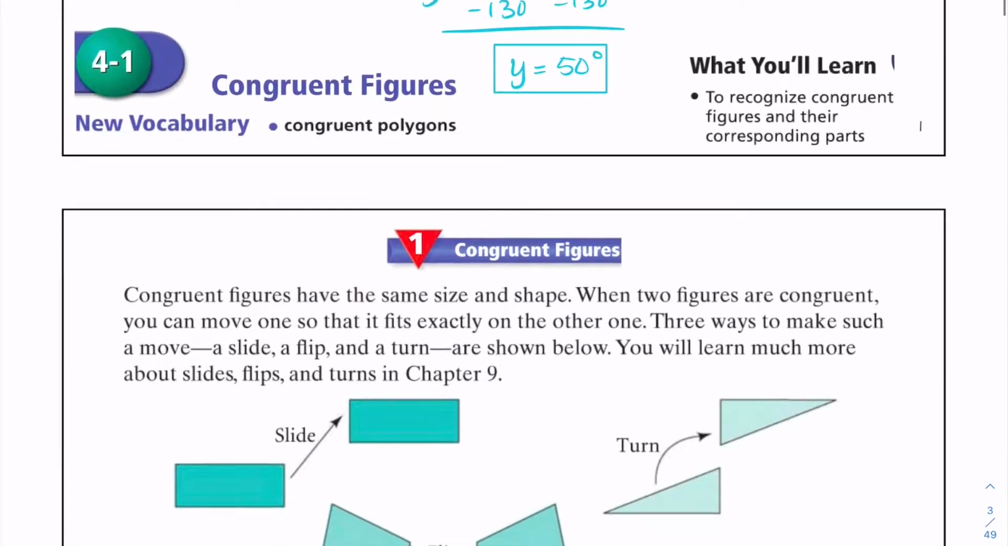So we are working with congruent figures today, and so we're working with congruent polygons, triangles, any type of polygon. It could be a square, rectangle. And what we'll learn is to recognize congruent figures and their corresponding parts. So corresponding parts, we really need to be observant this lesson, okay? We're going to be focusing a lot on the corresponding parts and keeping to the particular order that we're supposed to be sticking with.